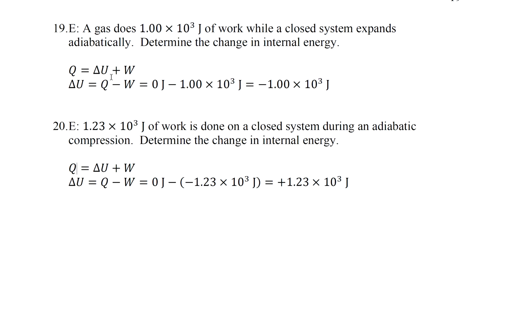And in 19, we're solving for delta U. So this minus W is going to be minus this. So this is actually a positive number, but the negative sign makes it negative.